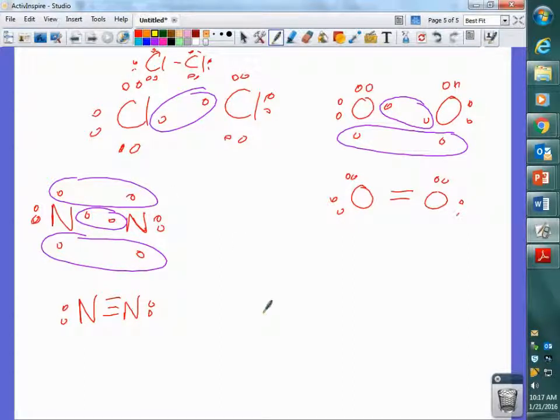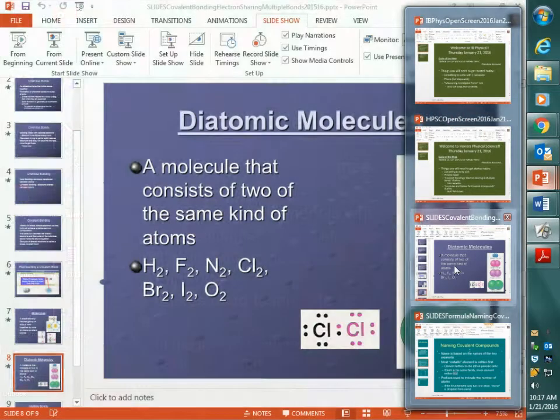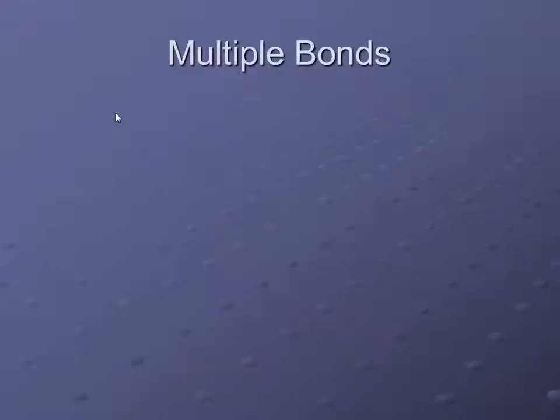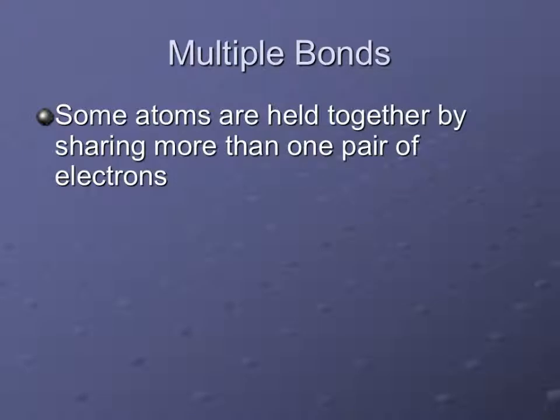Question. This is a tough question, too. Pay attention, because this is going to require some thought. Any guesses as to what we might call those 2 lines connecting oxygen together? Double bond. A double bond. Any guesses, what might we call that one? Triple bond. All right. So, some elements on the periodic table have the ability to form multiple bonds. Some atoms are held together by sharing more than 1 pair of electrons.